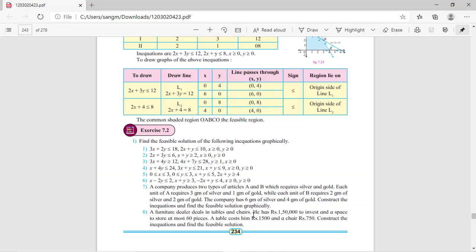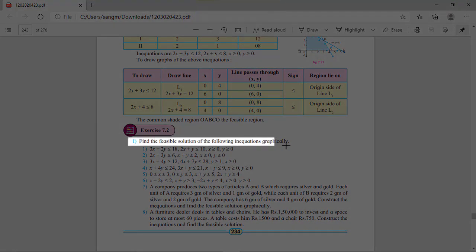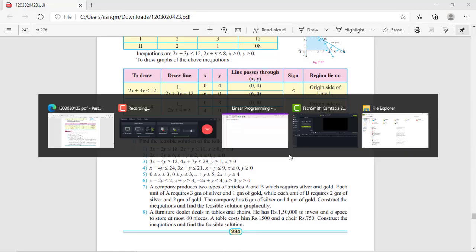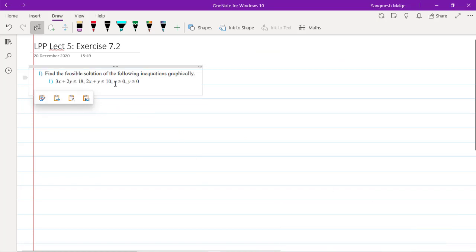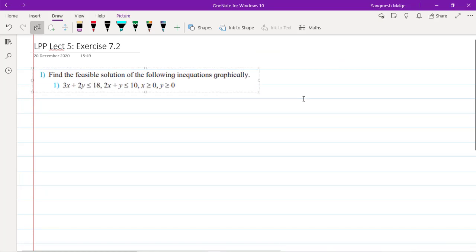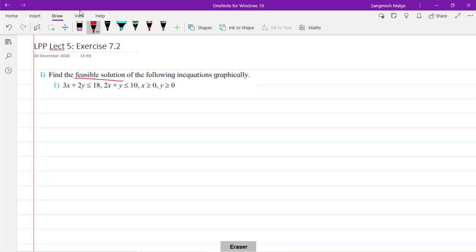So let's have the first question. For all these set of questions, we have to find out the feasible solution set. So let me zoom it so that it's easy for all of us. It says find the feasible solution of the following inequations graphically. Graphically means coordinate axis plane, that's for sure. So first inequation, second inequation, third and fourth. These two are called non-negativity constraints.